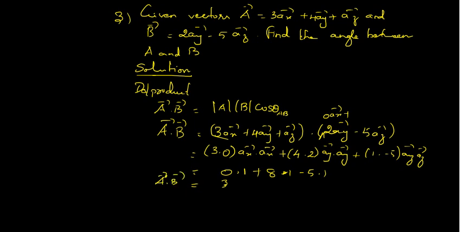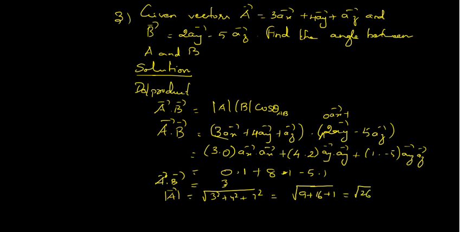Then what we have to find? Modulus A and modulus B. So modulus A: you know to find the modulus, square root of 3 square plus 4 square plus 1 square. So you will get root of 9 plus 16 plus 1, so 17 plus 9, square root of 26.